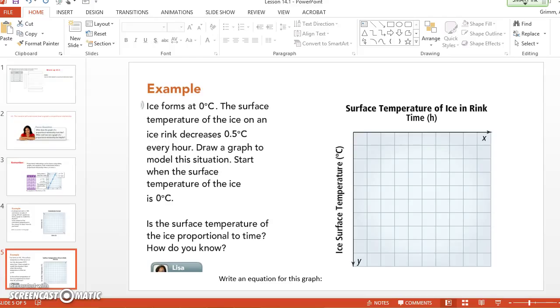Yeah, that's okay. All right, so this one says ice forms at 0 degrees Celsius. The surface temperature of the ice on an ice rink decreases 0.5 degrees Celsius every hour. Draw a graph to model the situation. Start when the surface of the ice temperature is 0. Okay, I want you to see what this graph is.